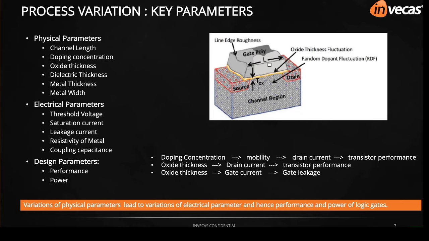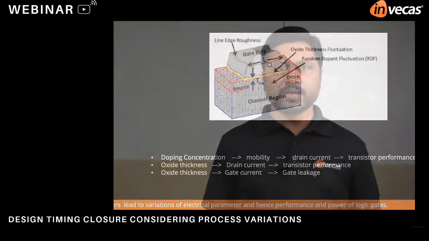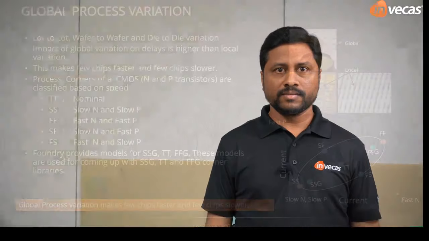Just to take an example, whenever there is a change in the doping concentration, it will have a direct impact on the mobility of the electrons, which will impact drain current, and whenever there is a change in the drain current, obviously it will have an impact on the performance of the transistor. In another example, whenever there is a change in the oxide thickness, it will have an impact on both performance and power. So as a summary, the variation in the physical parameters will lead to the change in the electrical parameters, which in turn will affect the transistor performance and power.